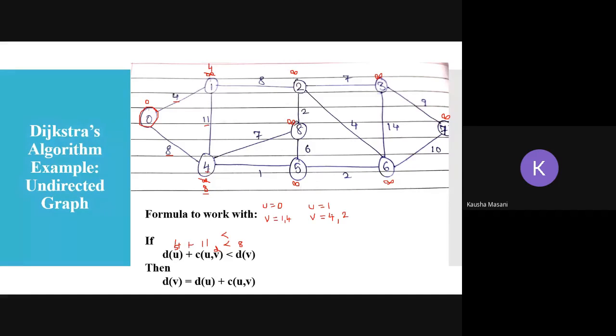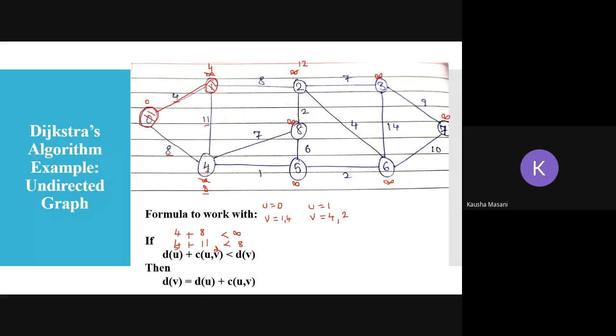Now go for 1 to 2. Again, d of u is 4, plus the edge weight between 1 and 2, which is 8. So 4 plus 8 is 12. Is 12 less than the distance at 2? Distance at 2 is right now infinity, so obviously 12 is less than infinity. So you are going to update the distance here to 12. So from 0 we went to 1, and both 0 and 1 are explored.